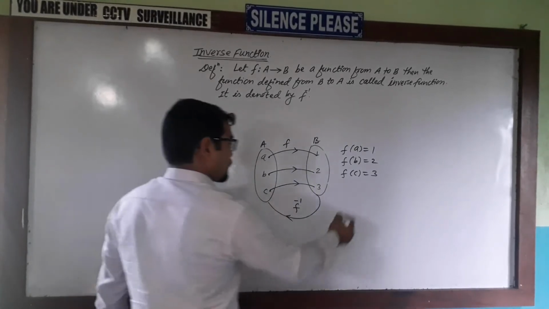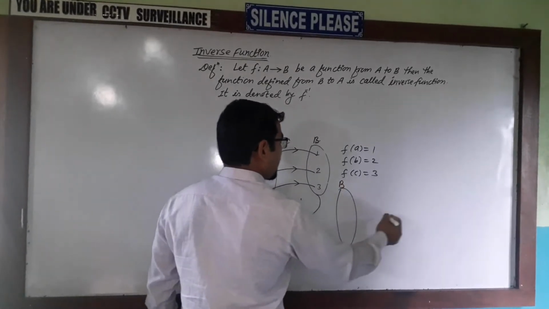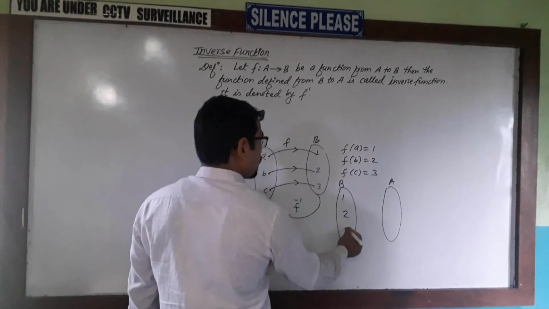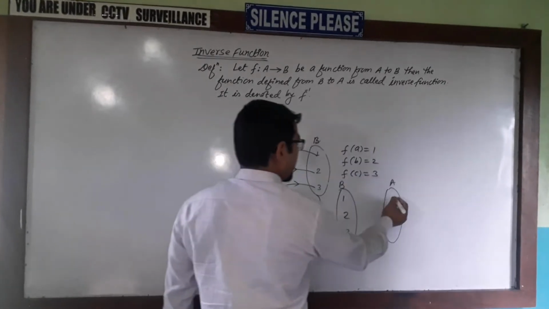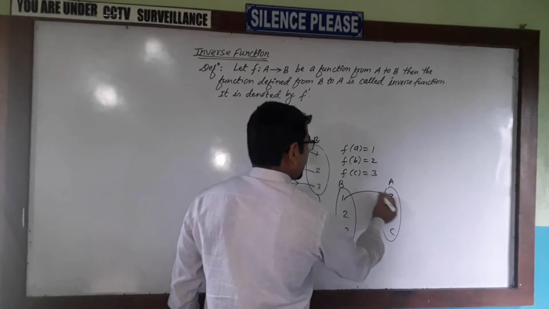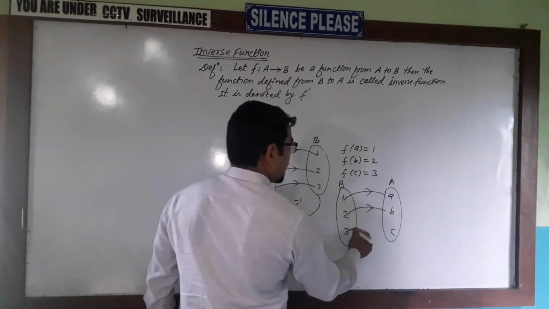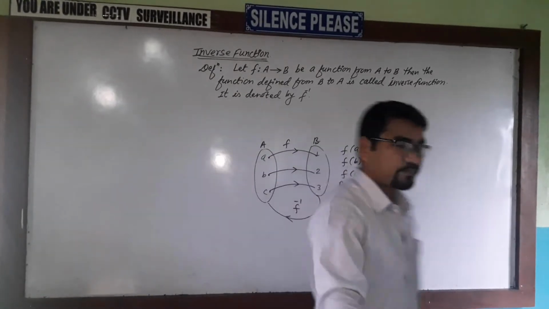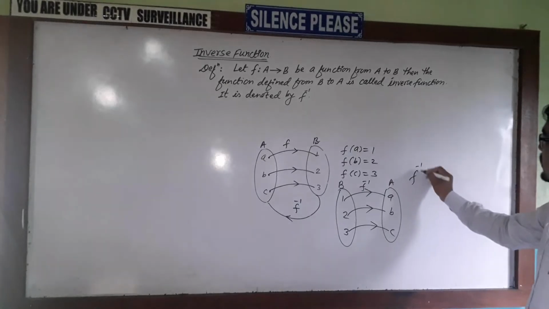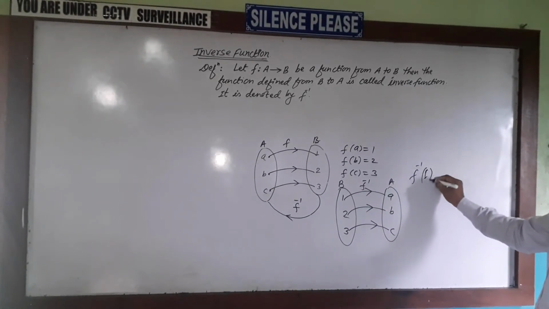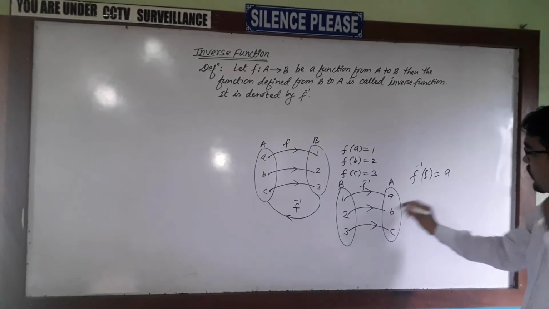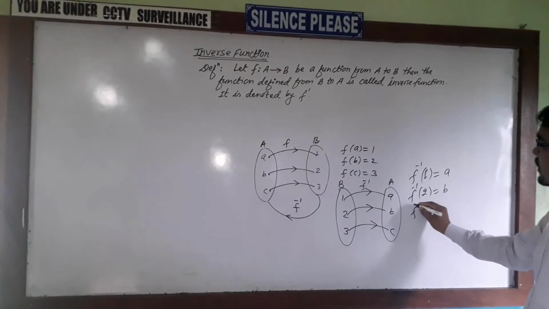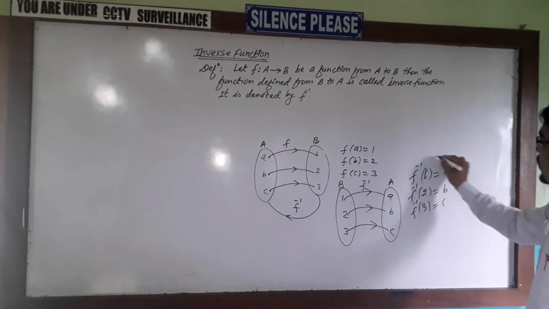In the inverse function, we write set B first, and set A here. The elements of set B are 1, 2, 3, and here are a, b, c. So 1 is mapped to a, 2 is mapped to b, 3 is mapped to c. This is called the inverse of a function. In this function, f inverse of 1 is equal to a, f inverse of 2 is b, and f inverse of 3 is equal to c. Like this we can write.